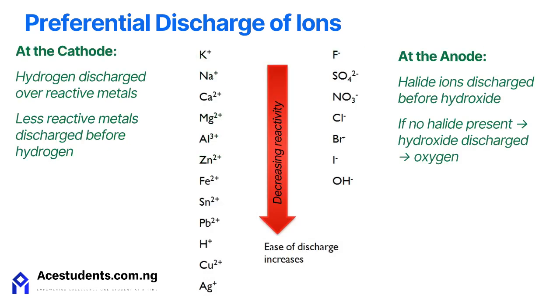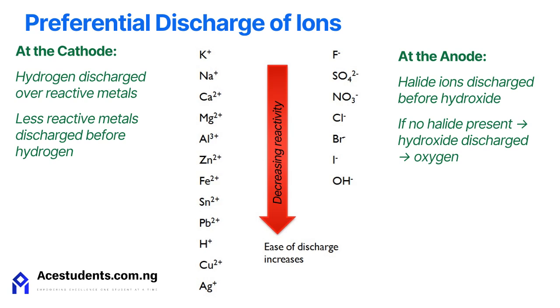Let us look at the discharge rules. At the cathode, hydrogen is discharged instead of reactive metals such as sodium, potassium, calcium, or magnesium. This is because hydrogen is lower in the electrochemical series. But less reactive metals like copper or silver are discharged instead of hydrogen.